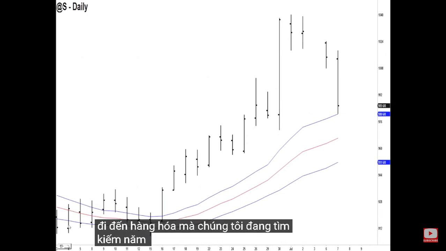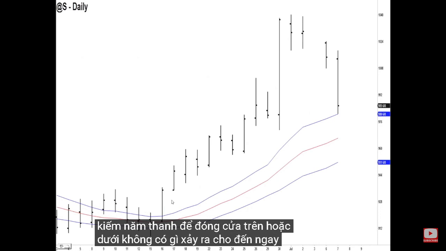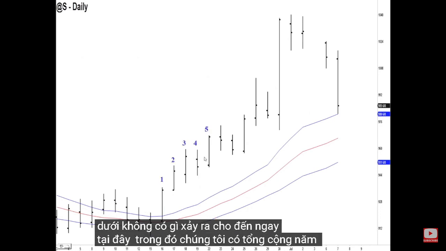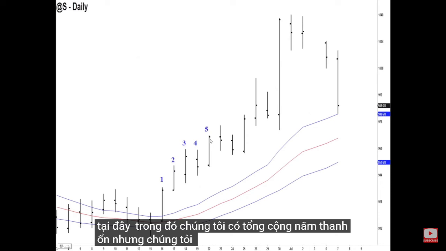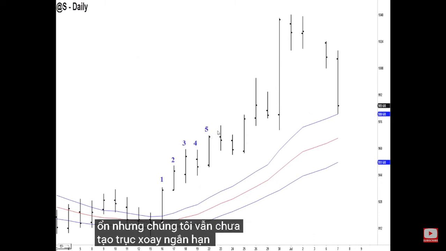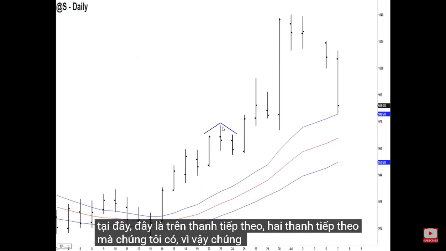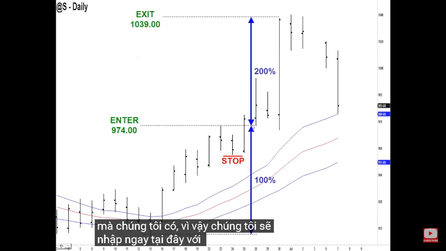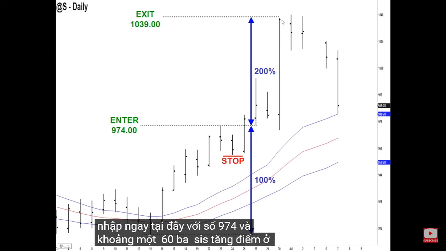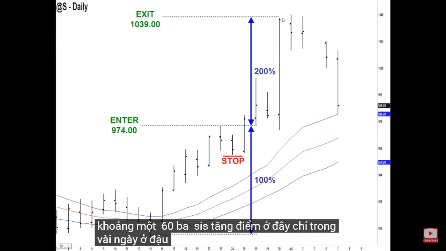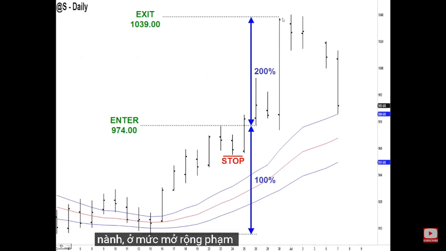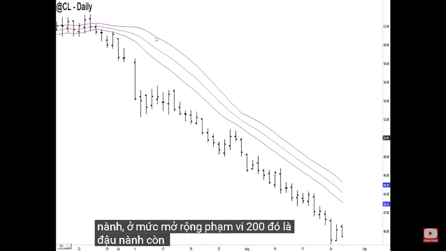We're looking for 5 bars to close either above or below. Nothing is happening until right here where we have a total of 5 bars, okay? But we still don't have the short-term pivot created until right here. On the next 2 bars, we have that. So we would have entered right here at 974. And roughly about a 60 basis point gain here in just a couple of days in soybeans. That's at the 200 range extension. That's soybeans. What about crude oil?